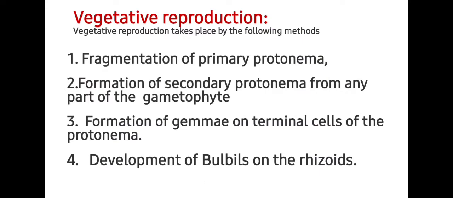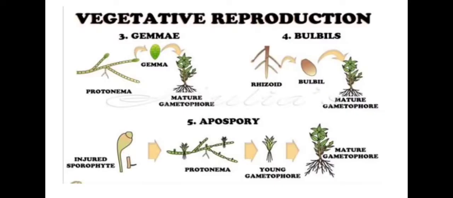First is vegetative reproduction. Fragmentation of the primary protonema may lead to development of the new plant. Formation of secondary protonema from any part of the gametophyte. Usually primary protonema develop from the spore, but the secondary protonema develop from any part of the gametophyte. Formation of the gemmae on terminal cells of the protonema. You know very well, gemmae are the structure which help in the vegetative propagation. Then there is also development of bulbils on the rhizoids, which are thickening growth on the rhizoids and they help in the further regeneration. So you can see vegetative reproduction by these methods.